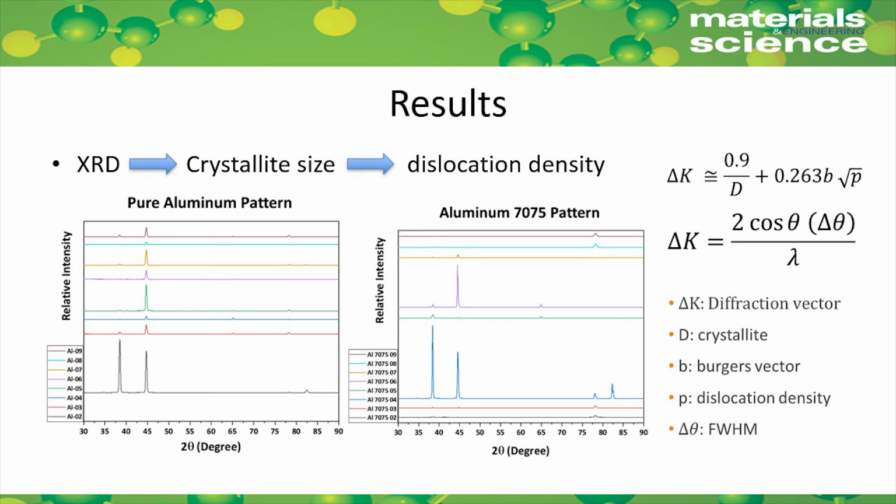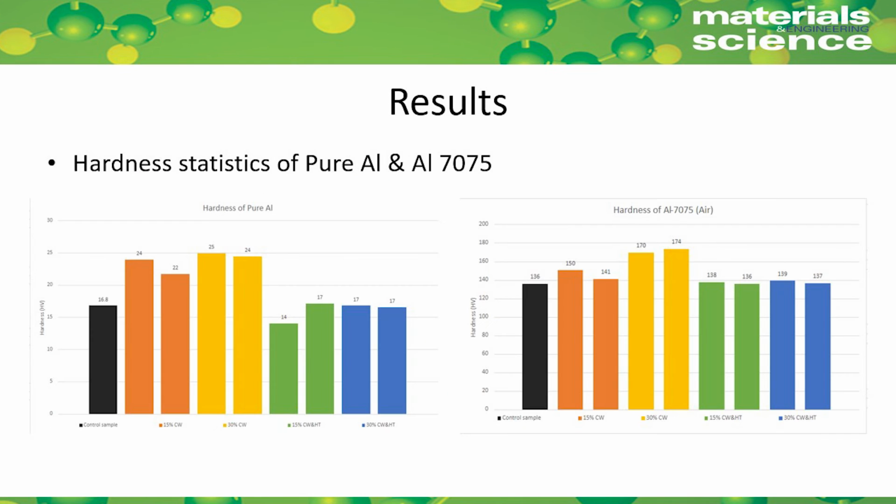The crystallized size D is the size of perfect grains in a crystal, which can be calculated using the Scherrer formula. The diffraction vector delta K can be calculated using the second equation on the right. After obtaining both crystallized size and the diffraction vector, we can finally quantify the dislocation density using the first equation.